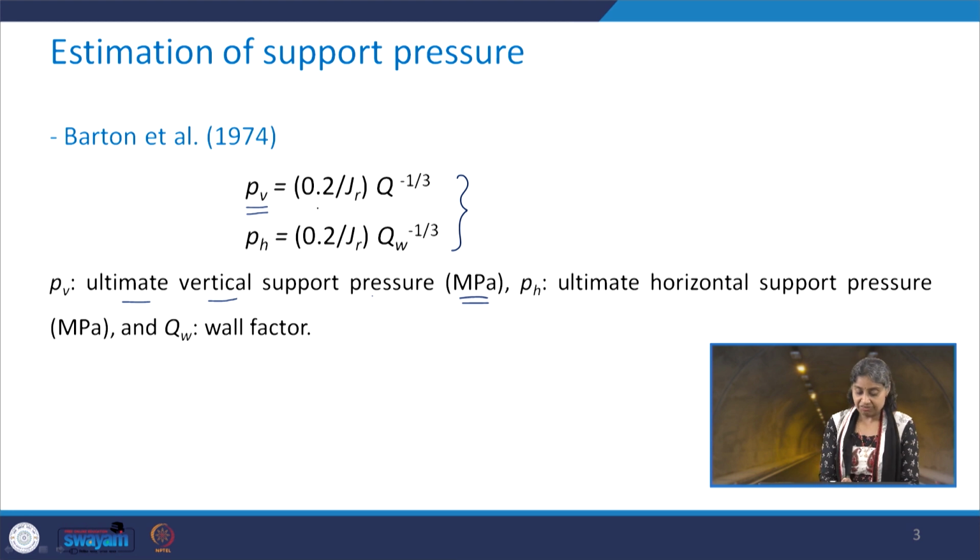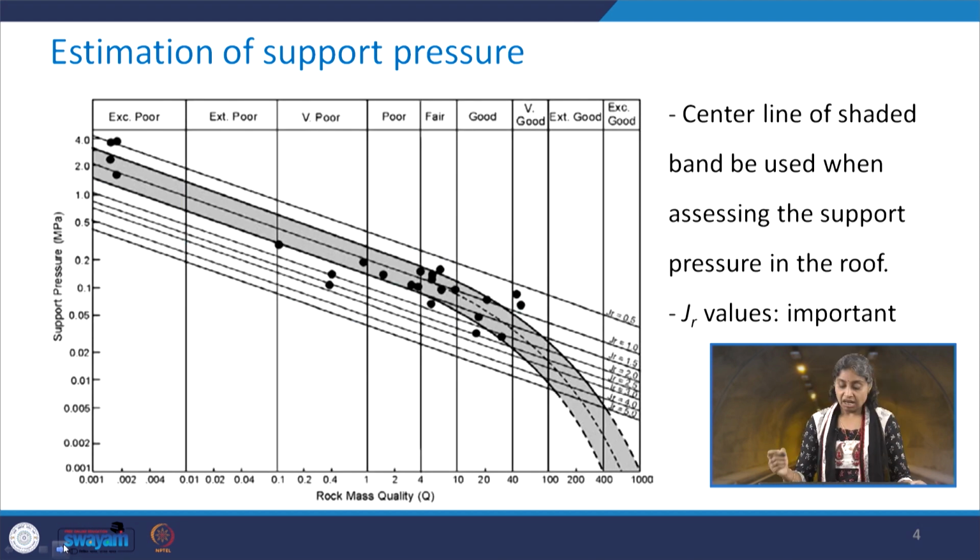So PV was given as 0.2 upon Jr, Q to the power minus 1 by 3, and pH as 0.2 upon Jr, Qw to the power minus 1 by 3, where PV is the vertical support pressure, pH is the horizontal support pressure, Q is the rock mass quality index, and Qw is the wall factor. Now the question is how to get the wall factor. We will see that.